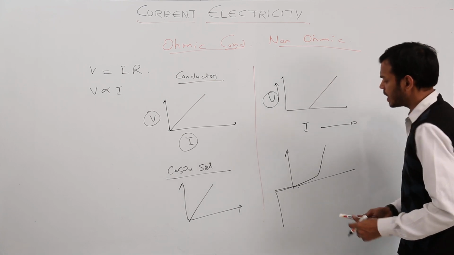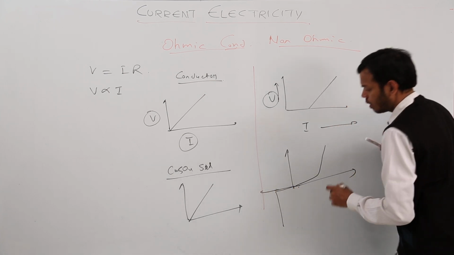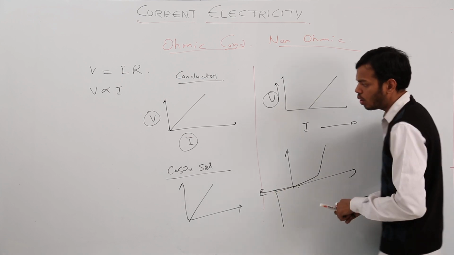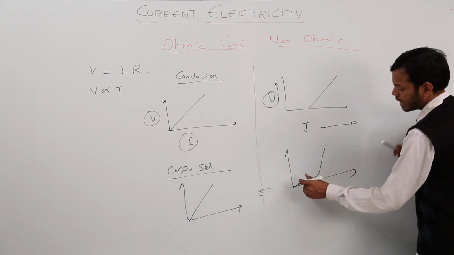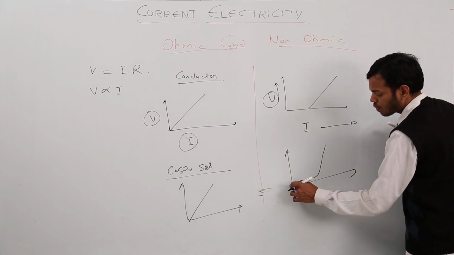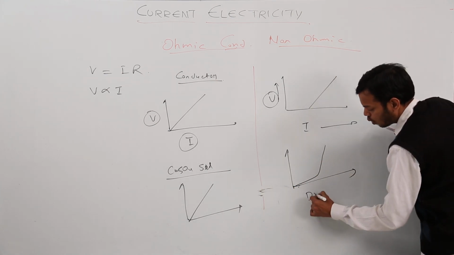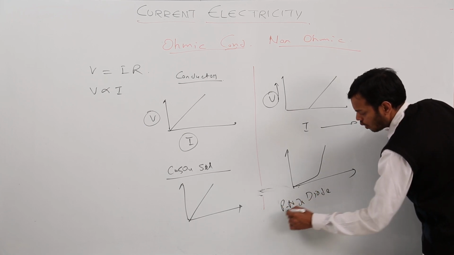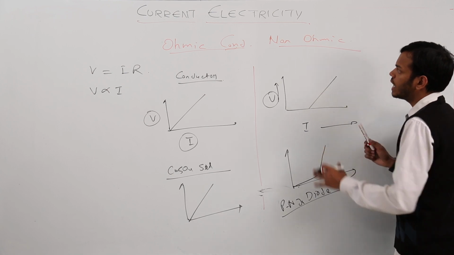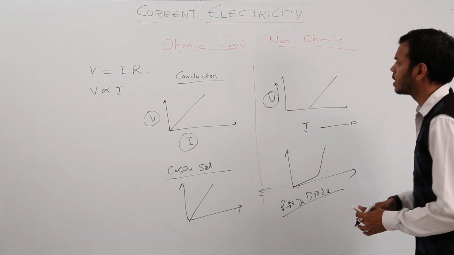So basically, even if you don't go for the reverse bias state for now, even if I remove this part, the graph is not a straight line even though it starts from the origin. This is for a diode, a PN junction. The full name is PN junction diode, and this is the graph, and this is considered under non-ohmic devices.